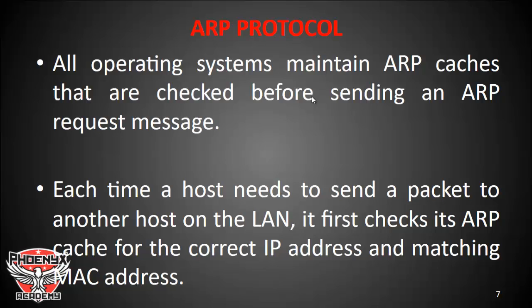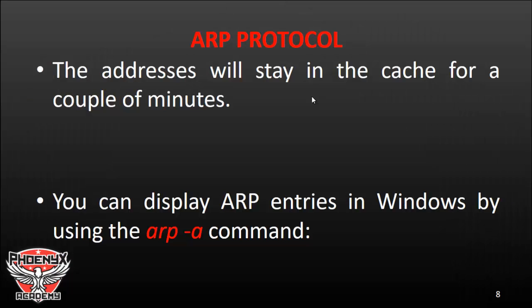All operating systems maintain ARP caches that are checked before sending an ARP request message. Each time a host needs to send a packet to another host on the LAN, it first checks its ARP cache for the correct IP address and a matching MAC address. The address will stay in the cache for a couple of minutes, and you can display the ARP entries in both Windows and Linux by using the arp -a command.